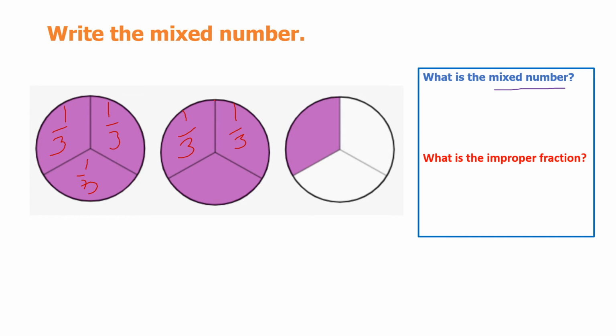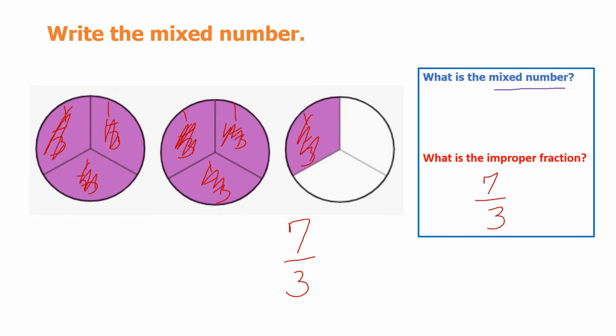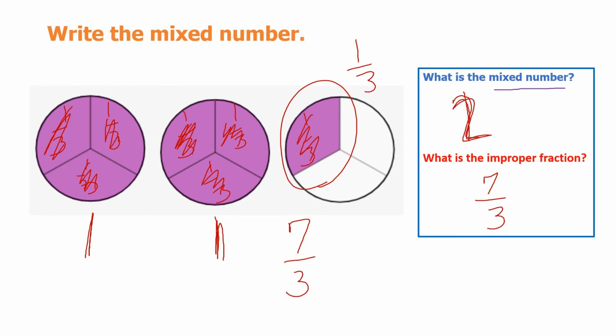This is 1/3. This is 1/3. This is 1/3. So I have 1, 2, 3, 4, 5, 6, 7. So I have 7 thirds, and that's my improper fraction. Now what I also have is 1 whole. I have 1 whole, and then I only had 1/3 left over here. So my mixed number is 2 wholes, because I have to add my wholes together, 2 wholes and 1/3. And my improper fraction is 7 thirds.